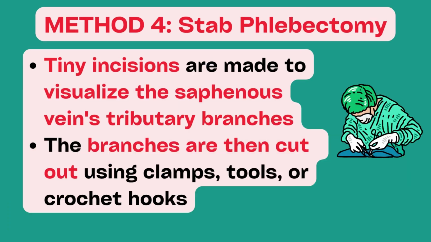The other method is microincision branch vein excision, also known as stab phlebectomy. In this method, tiny incisions are made to visualize the saphenous vein's tributary branches. Then the branches are cut out using clamps, tools, or crochet hooks. The resulting scars are minuscule and almost undetectable.